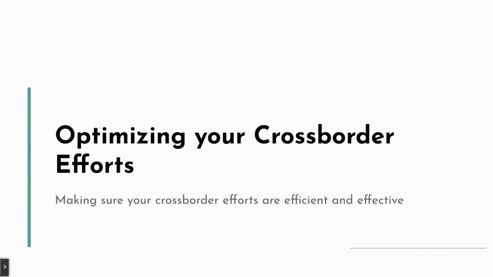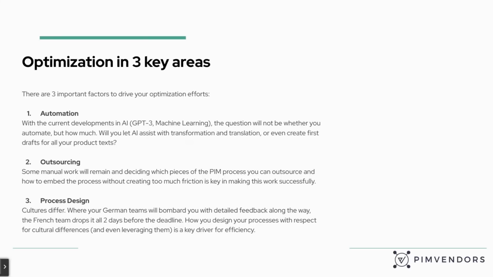Right, so if you have prepared your people, your tools, and your processes, then you can start optimizing your cross-border efforts. If you want to make sure your cross-border efforts are efficient and effective, that's what we're focusing on now. You can optimize in three key areas. There's the automation, so AI automation, machine learning automation that helps you automate certain steps in the process.